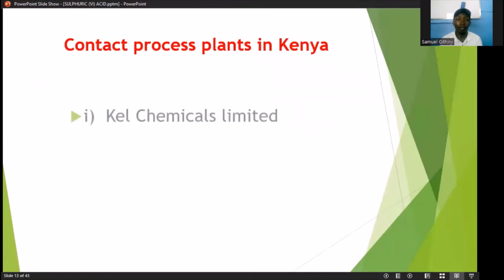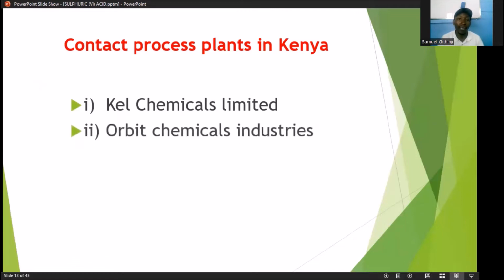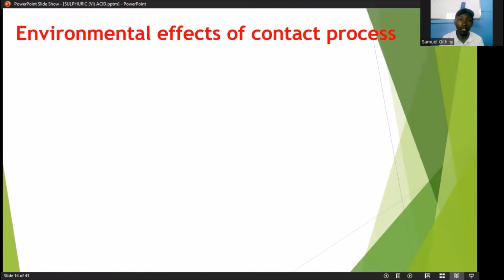Good. Maybe in Kenya you can get to know where exactly the contact process is located. We have two companies in Thika, among others, of course, that maybe you can organize a student academic trip to: KEL Chemical Limited and Orbit Chemical Limited, both of them in Thika town in Kenya. That is just some 30 km from Nairobi, the capital city of Kenya.